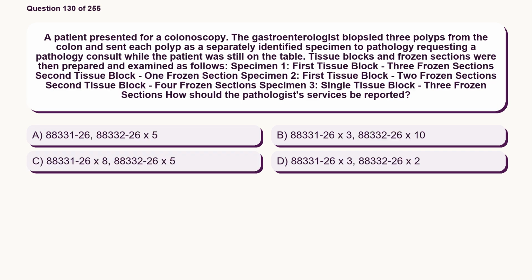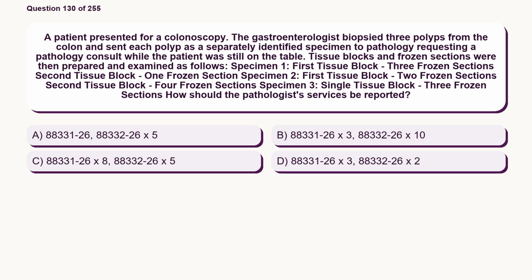Question 130. A patient presented for a colonoscopy. The gastroenterologist biopsied 3 polyps from the colon and sent each polyp as a separately identified specimen to pathology requesting a pathology consult while the patient was still on the table. Tissue blocks and frozen sections were then prepared and examined as follows.